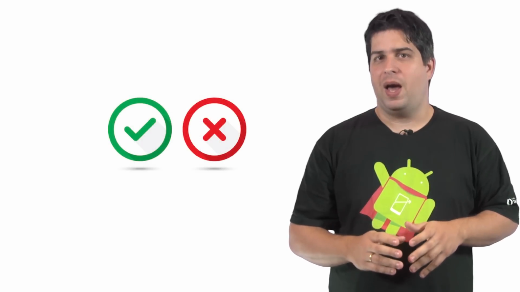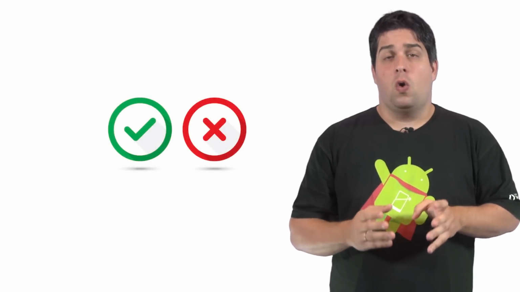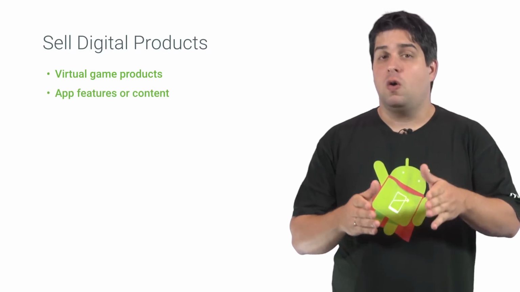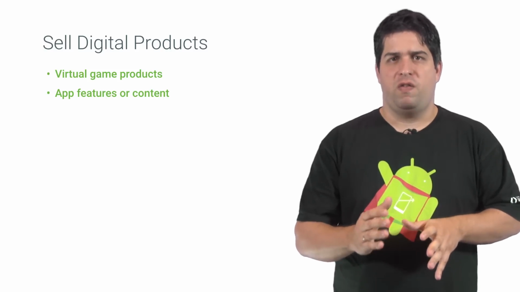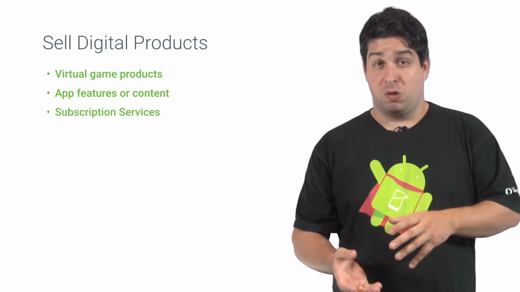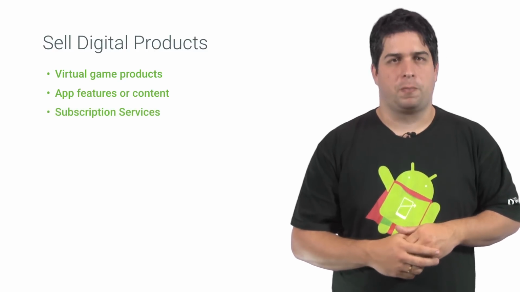The in-app billing API does impose some rules and best practices. You can use in-app billing only to sell digital products. For example, virtual game products, including coins, extra lives, special items, or additional levels. App features or content, such as an ad-free version or features that are not available in the free version. Subscription services, such as streaming music, video, or other media service.